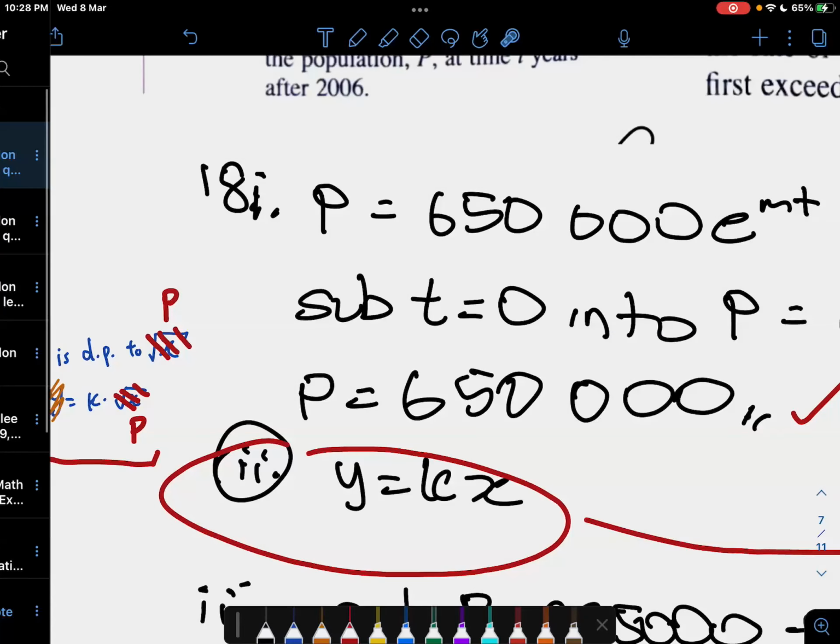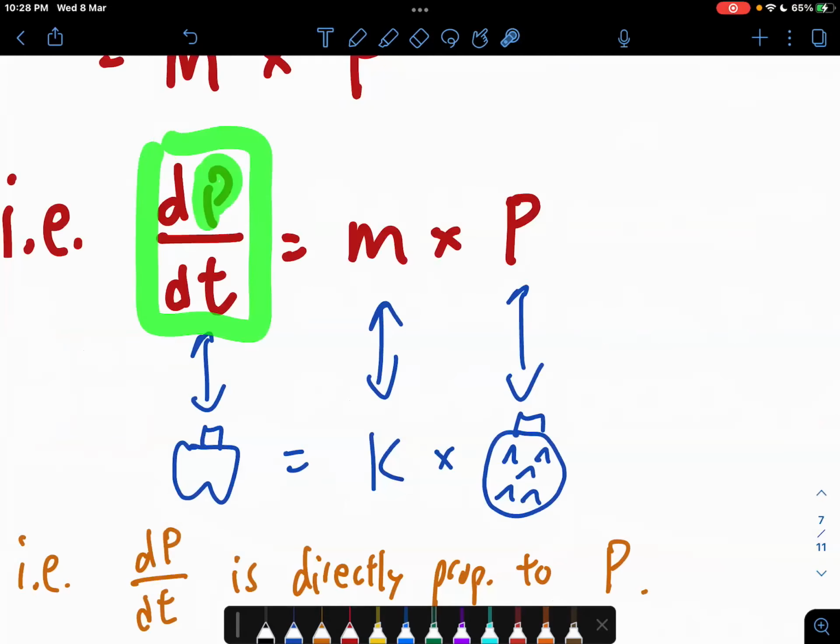So what does this mean? It means that the rate of change of P, if you just analyze what this equation means, is directly proportional to its own population size. So the bigger the population size, the faster it grows. Does it make sense? P is bigger, dP by dt is bigger. Means the more people you have, the faster you grow. You're just going to grow faster and faster and faster, which is an exponential growth.